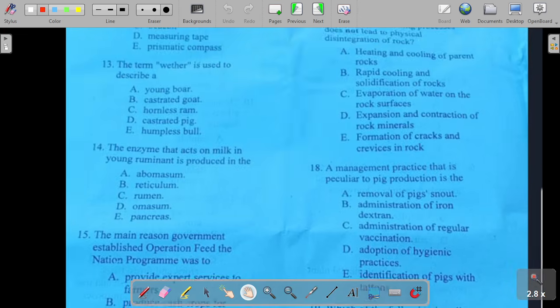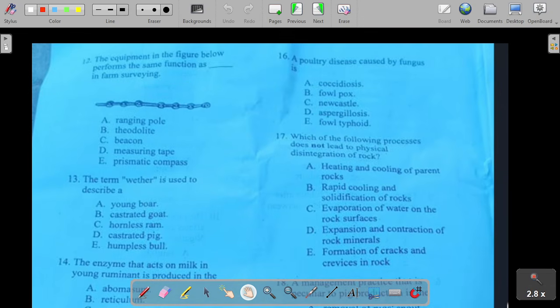Number 12 said the equipment in the figure below performs dash function as dash in farm surveying. That is the equipment there, a ranging pole. Yes, it functions as a ranging pole. Number 12 is A.